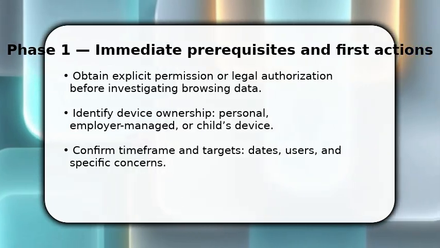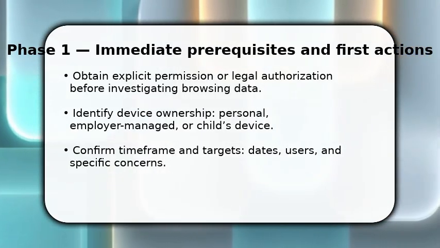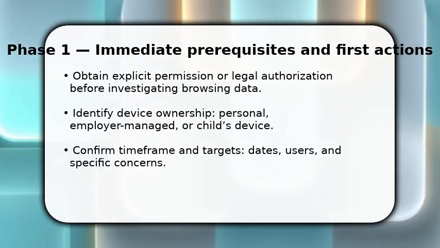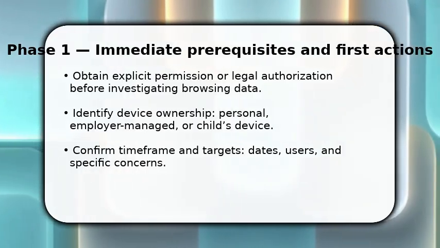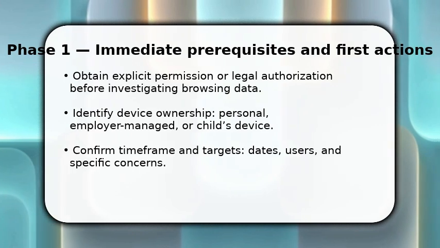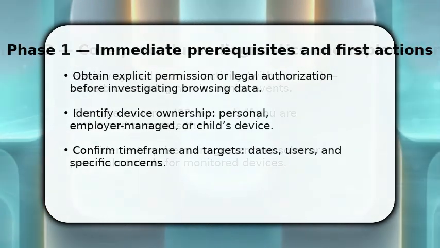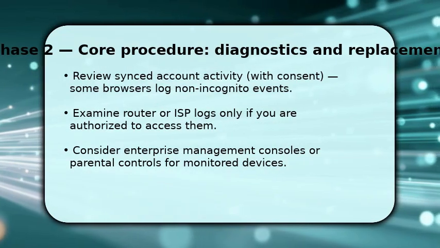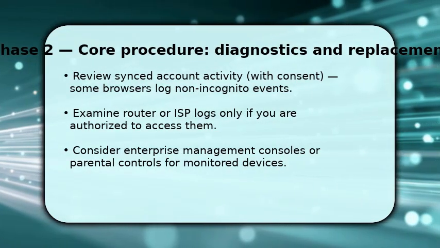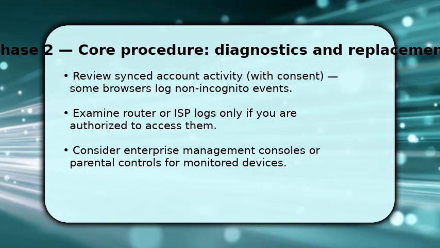Once done, gather identifiers: device name, OS version, router model, and whether accounts sync browsing data to a cloud service. These facts guide safe next steps. Next, check legitimate places where traces may exist. This is why we documented accounts and device type.